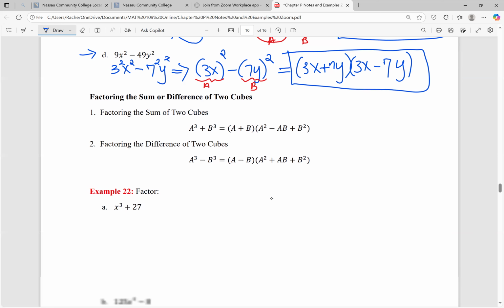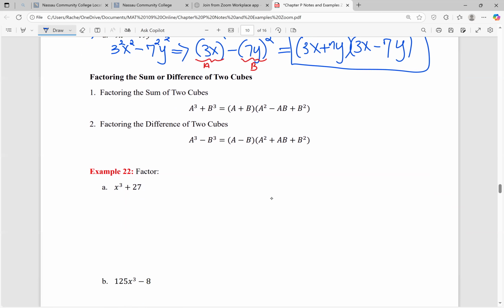So let's do an example. Example number 22, let's look at A. So I'm thinking to myself, all right, I have a binomial. My GCF is 1, so factoring out a GCF is really not going to help here. I see a sum and I see a cube, so I'm thinking, okay, this might be a sum of cubes. So let's try to rewrite the 27, right? The 27 I could rewrite as something to the third, right? 3 to the third. 3 times 3 is 9. 9 times 3 is 27. So look, I have a sum of cubes here.